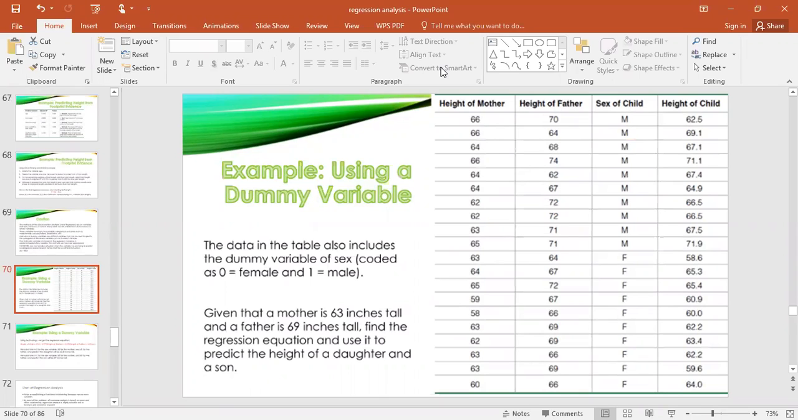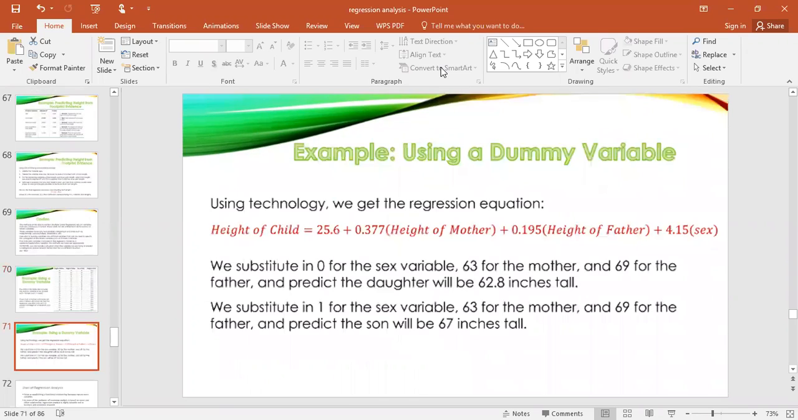Given that a mother is 63 inches tall and a father is 69 inches tall, find the regression equation and use it to predict the height of a daughter and a son. Using technology, we get the regression equation: height of child is 25.6 plus 0.377 times height of mother, plus 0.195 times height of father, plus 4.5 times sex. We substitute in 0 for the sex variable, 63 for the mother and 69 for the father, and predict the daughter will be 62.8 inches tall. We substitute in 1 for the sex variable, 63 for the mother and 69 for the father, and predict the son will be 67 inches tall.